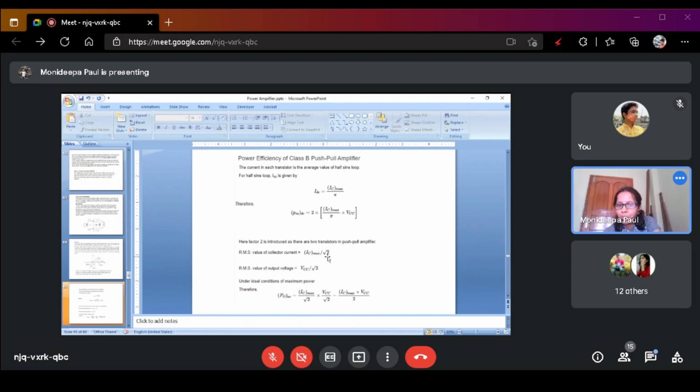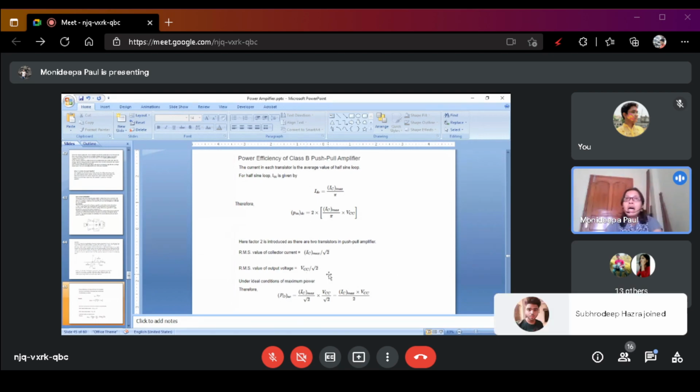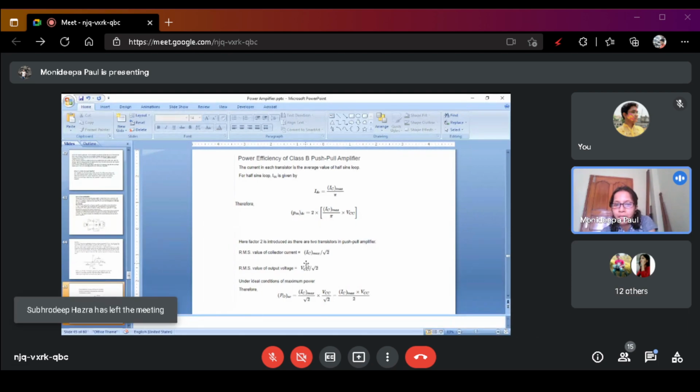IC max by root 2. Similarly, the RMS value of the output voltage is VCC by root 2. So what is the output power or AC power? This quantity multiplied with this quantity, we get IC max into VCC divided by 2. This is the output power or AC power.